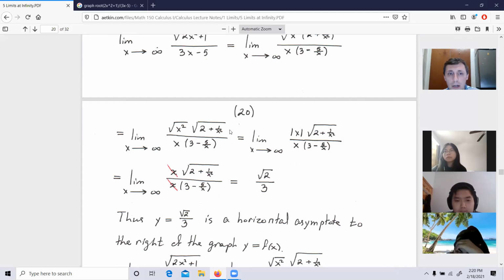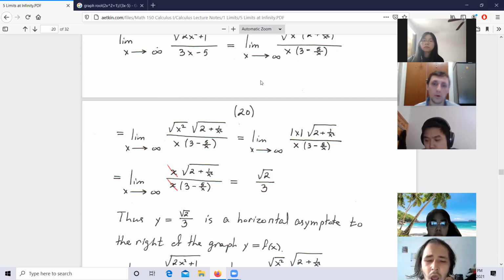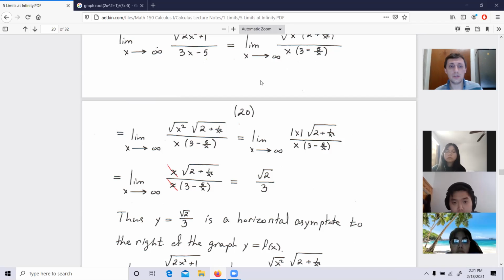All right, so I factor out x squared. So I have root of x squared, root of 2 plus 1 over x squared, yes? Now, root of x squared is absolute value of x, but x is positive, x is going to infinity, so the absolute values are not required. I can drop them. So it's simply x. So I can cross out the x's and I'm left with root of 2 plus 1 over x squared over 3 minus 5 over x.